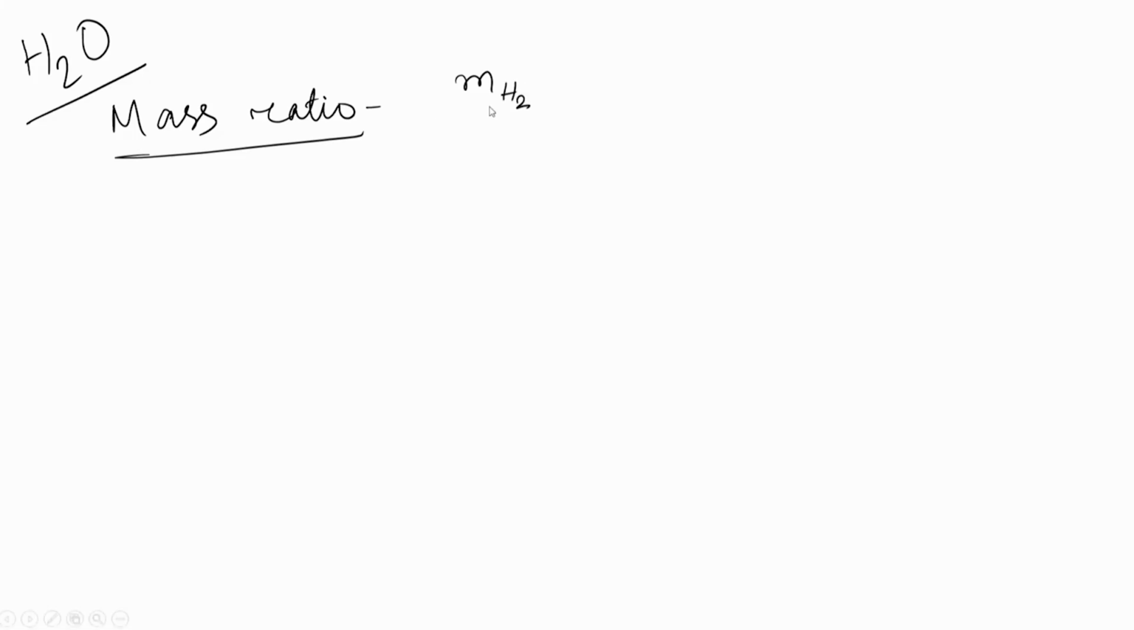Let's consider the water molecule, which is H2O. As we have said, water can have different sources. It can be produced from a chemical reaction in the lab, as well as collected from natural sources. Now, if we see the mass ratio, mass of H2 by mass of O, or we can say mass of hydrogen divided by mass of oxygen, we will take the ratio here.